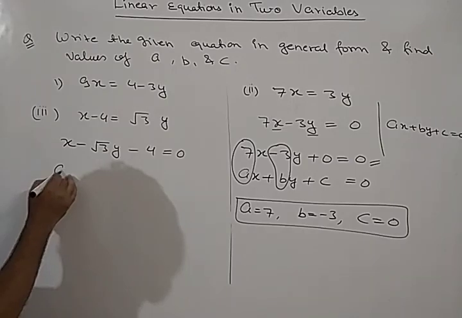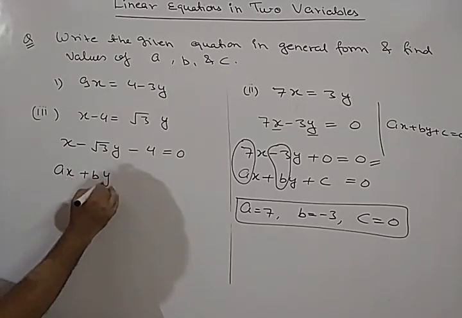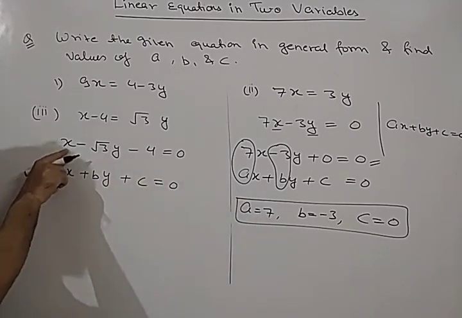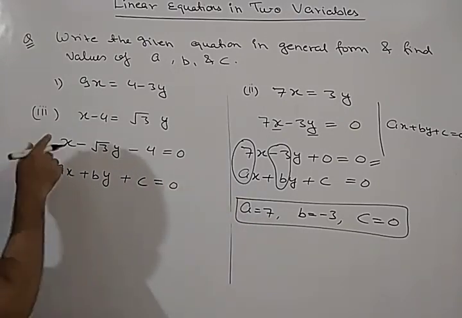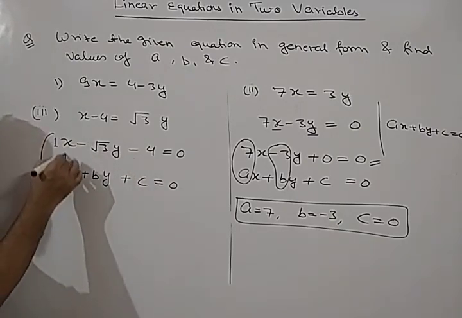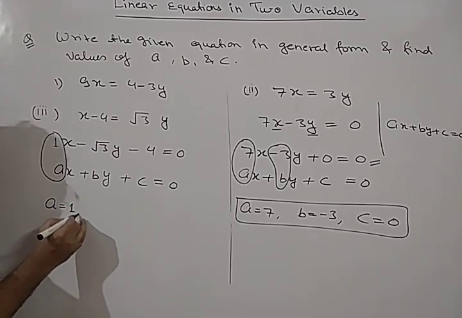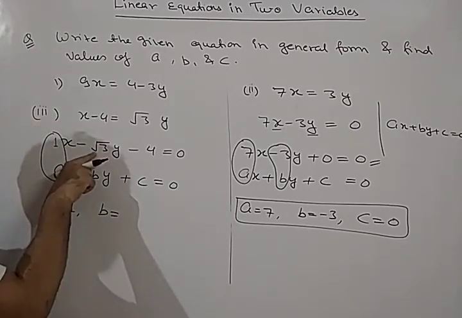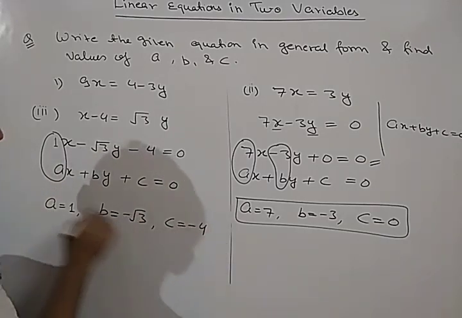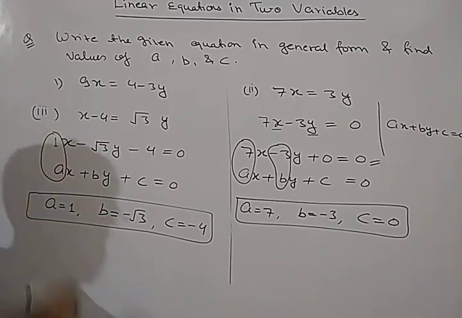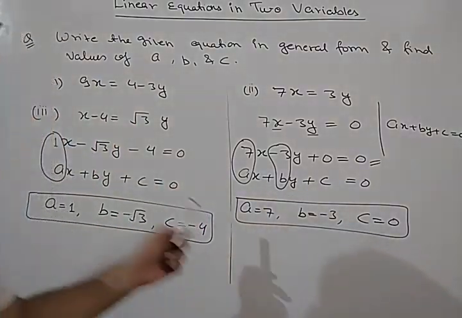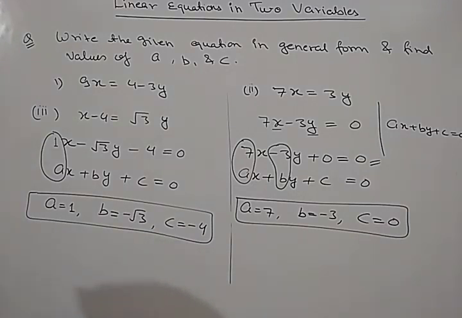And comparing it with the general form of linear equation, ax plus by plus c equal to 0, what is the coefficient of x in this equation? Nothing is written with x. It means here it will be 1. So the value of a will be equal to 1. The value of b will be minus root 3, and c will be equal to minus 4. So these will be the answers. Okay. So you can see the questions are very simple. Note this question also.